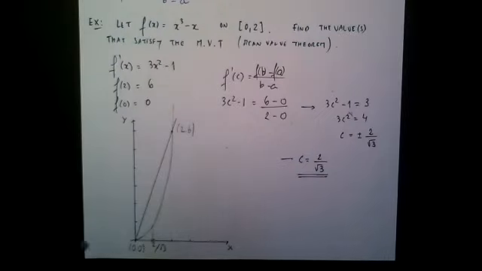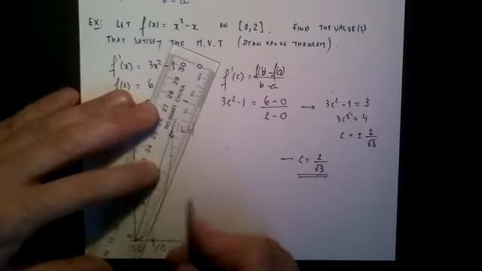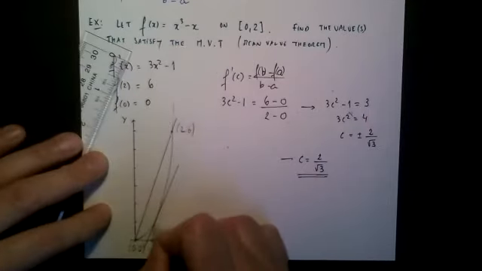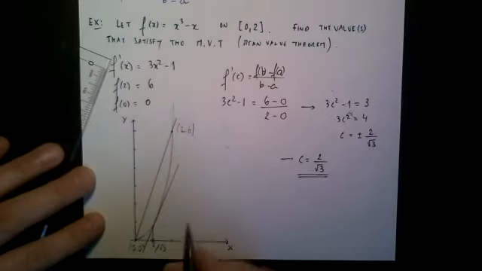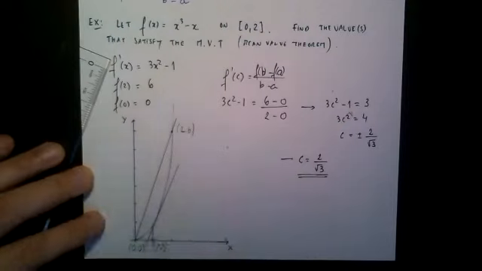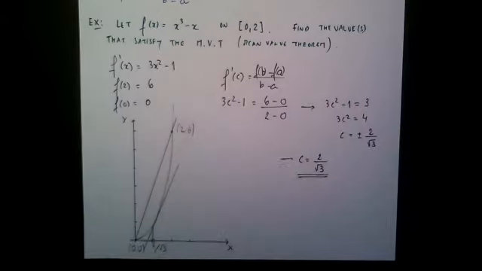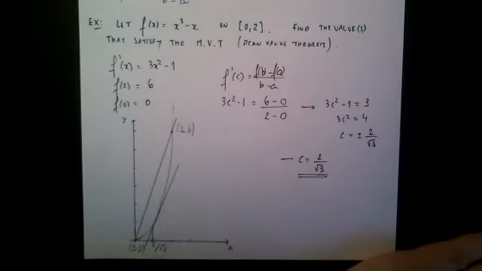I'm just going to make it a bit more realistic. There you go. Okay, so these two should be parallel. At 2 over root 3, this is when the tangent is exactly parallel to the secant. Okay, do you understand the mean value theorem? Okay. So let's prove it now.